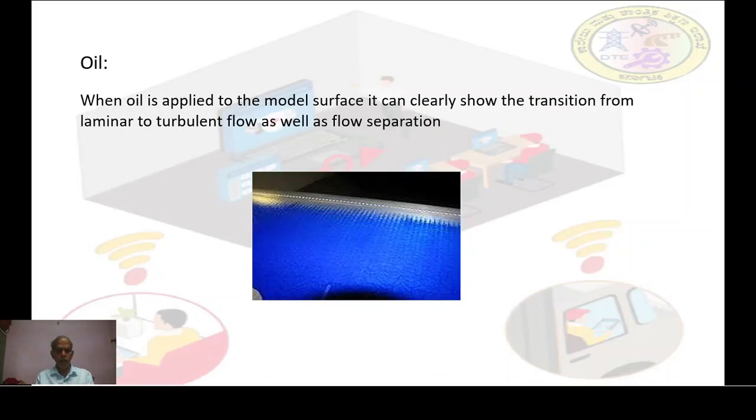Next, oil. When oil is applied to the model surface, it can clearly show the transition from laminar to turbulent flow as well as flow separation. Oil flow on a star wing in the Kirsten wind tunnel. Trip dots can be seen near the leading edge.